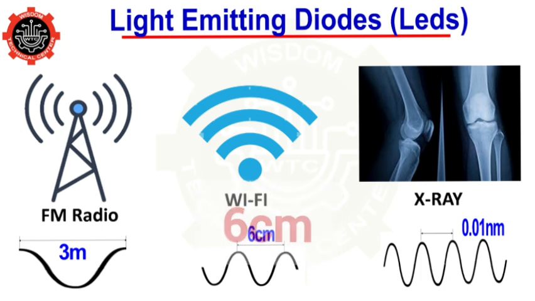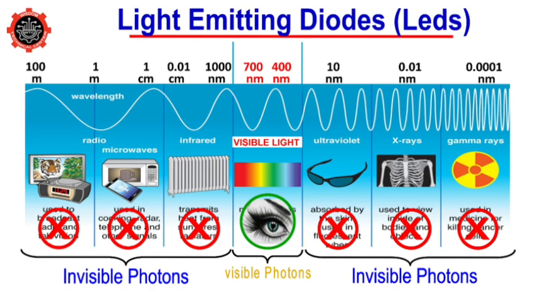And a medical X-ray be very tiny at around 0.01 nanometers. But we no fit see any of these photons because they be out of our visible spectrum.